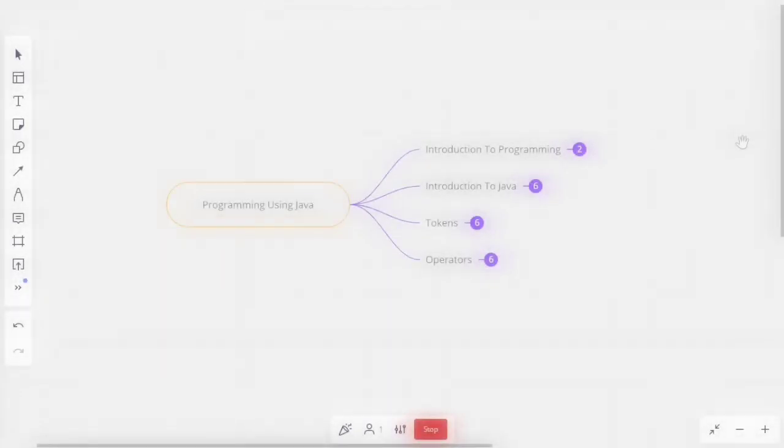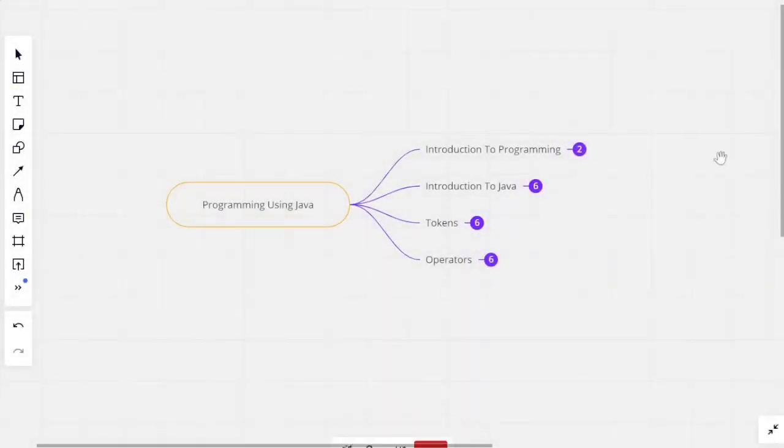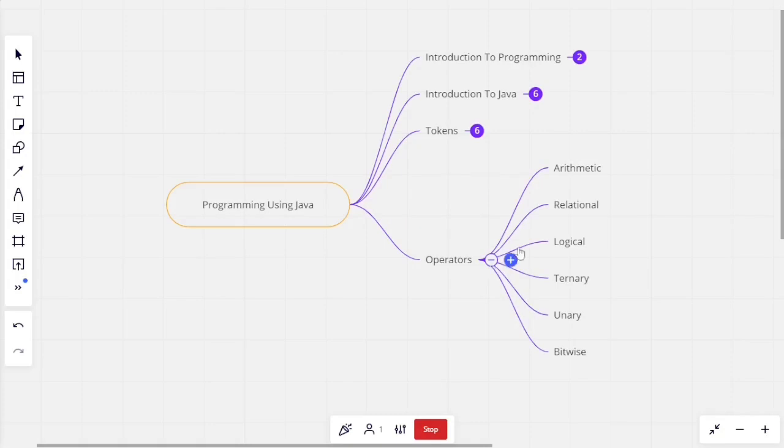So, in our previous video, we had talked about various types of operators. We had talked about arithmetic operators, relational, logical, ternary, unary. And if you want to know more about these operators, you can definitely watch the previous video. The link will be in the description.